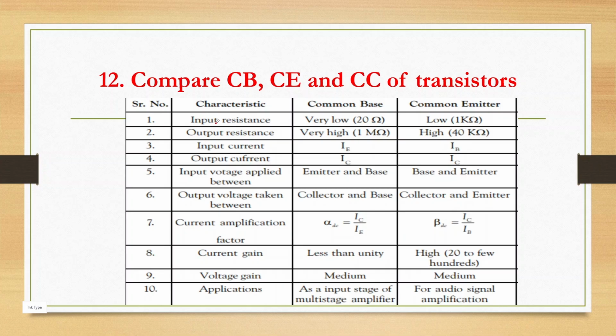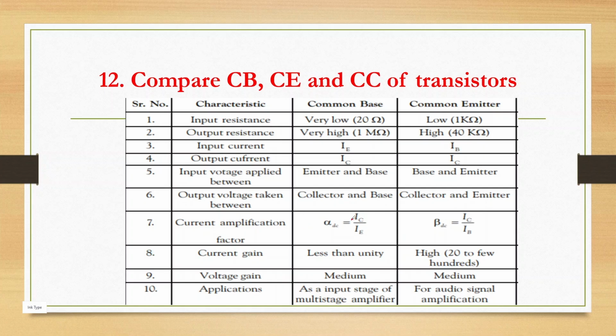With respect to input resistance, in the common base it is low, and in common emitter it is also low, though compared to common base, common emitter has some kilo ohms. The output resistance is very high, in the order of 1 mega ohm. Then the input current in common base is IE, in common emitter it is IB, and the output current is IC. Then the input voltage is the base emitter voltage, and the output taken is collector base or collector emitter, that is CB and CE.